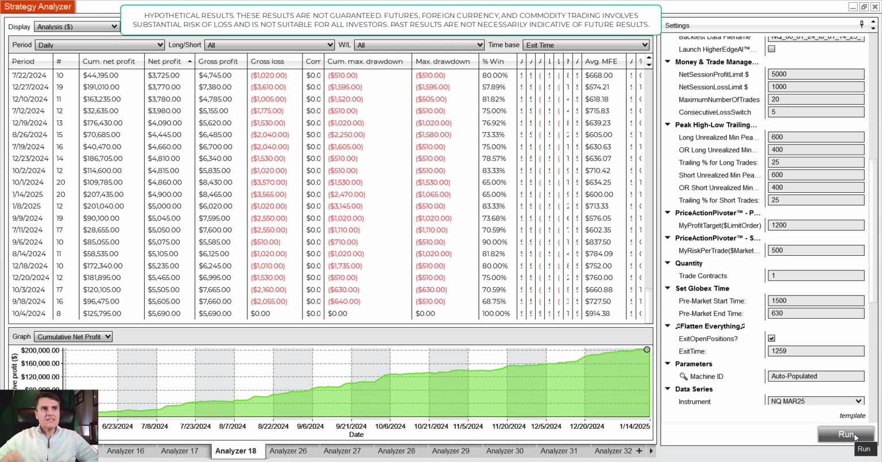I generated the signals for NQ 15 days at a time, going back all the way until June 1st. With ES, I used 30 days. With GC, I used 30 days. But when it comes to NQ, I did 15 days.